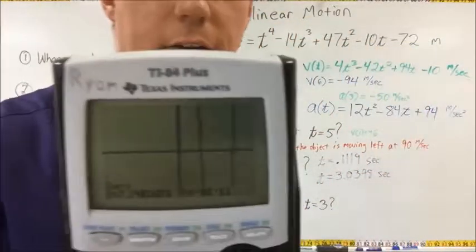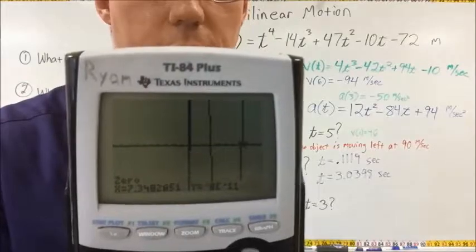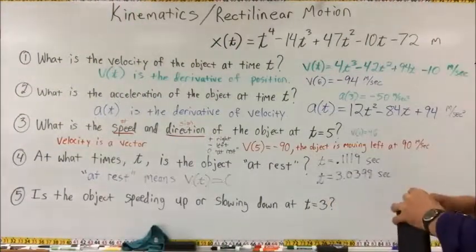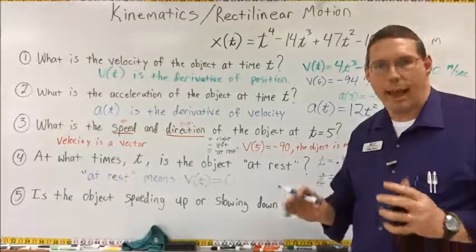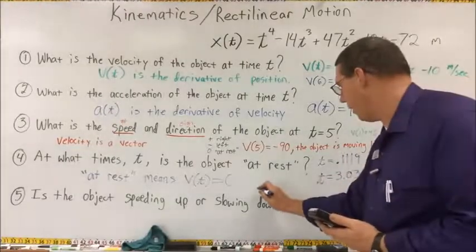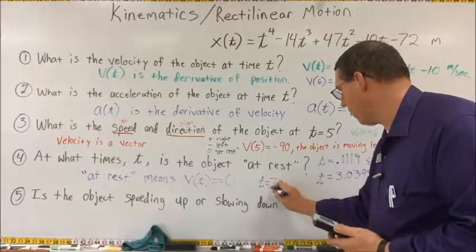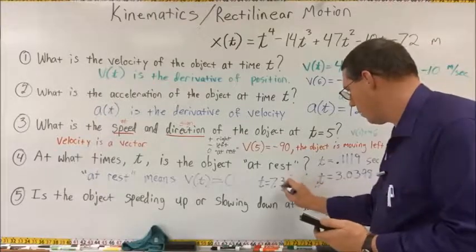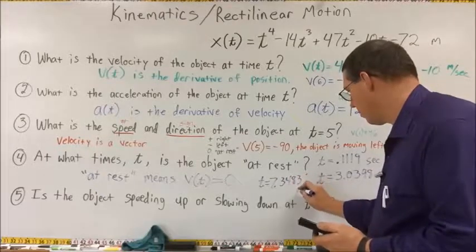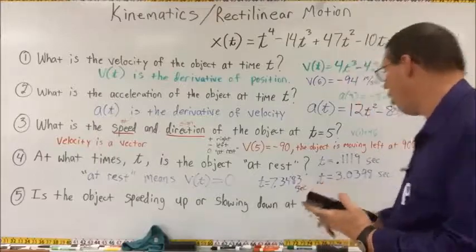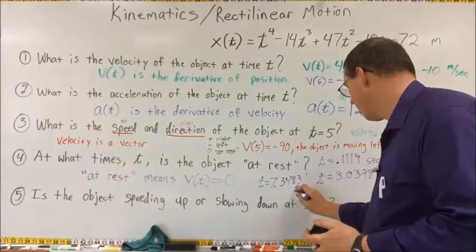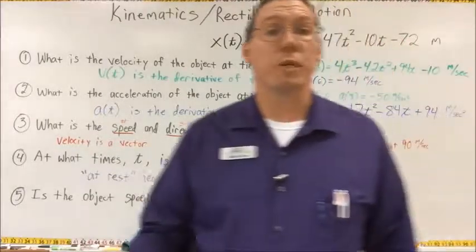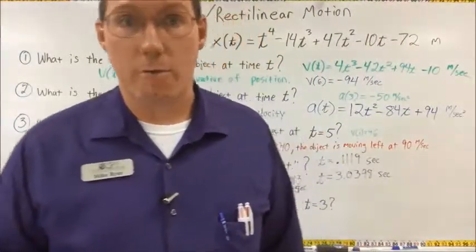7.3483. I rounded that fourth number, okay? 7.3483. Well, and that's the last place where velocity crosses over the t-axis. So we'll say here, put it down here. T equals 7.3483 seconds. So we have identified all three times when the velocity is equal to zero, so there's three times when this object is at rest.